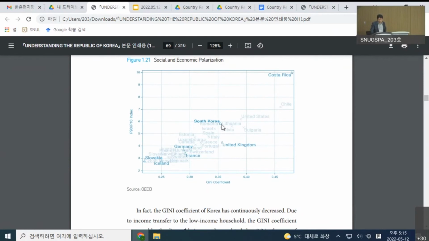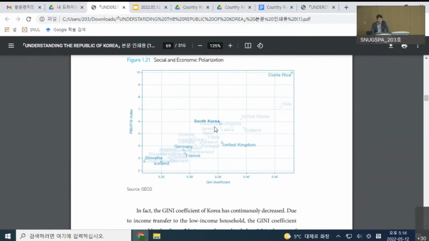This Gini coefficient in South Korea is around 0.35. This is, I think, 2019, and this is P90 versus P10, the 90th percentile versus the 10th percentile. The higher this ratio, the more unequal the society. But compared to other societies, we cannot say South Korea is a very unequal society. It is an unequal society, but not necessarily a very unequal society.